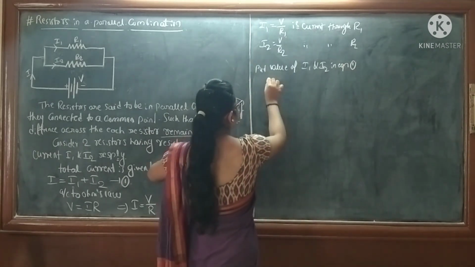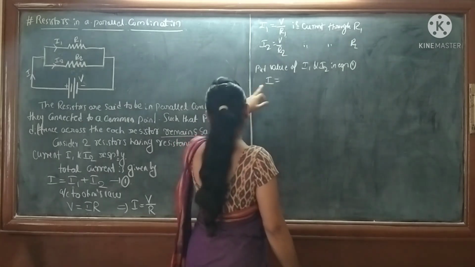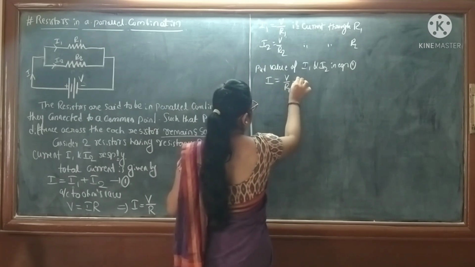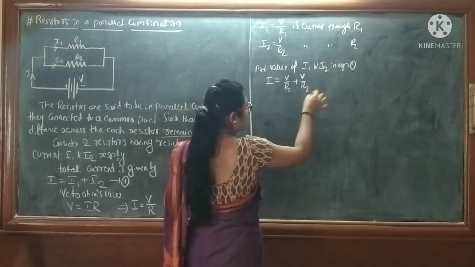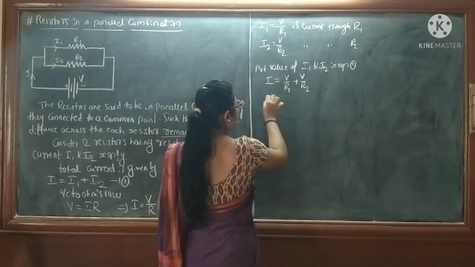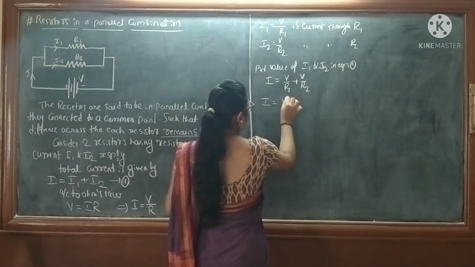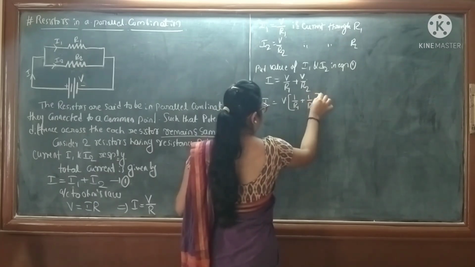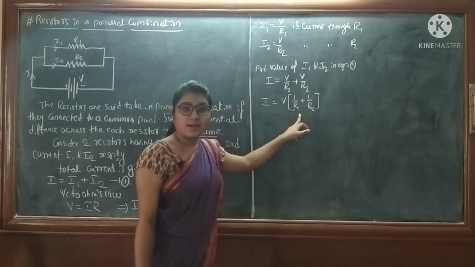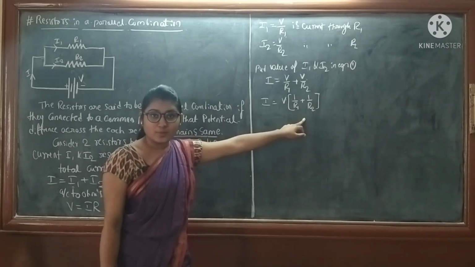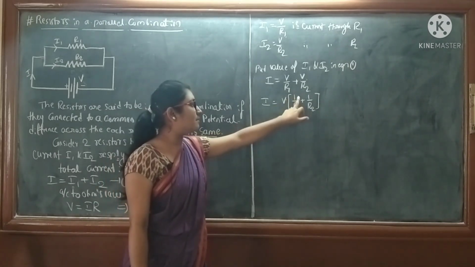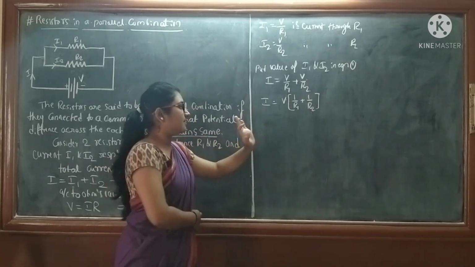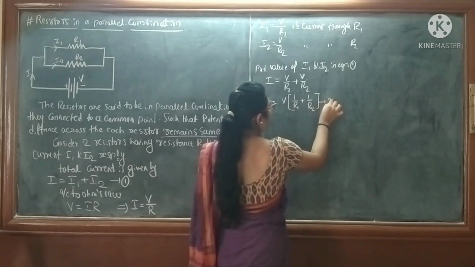So put the value. So I is equal to I1, what is it? Here just see, I1 is V by R1 plus V by R2. So here V is common. Take the common. I is equal to V common. So what you will get? 1 by R1 plus 1 by R2. Compare with series: what came there? R1 plus R2 came. Here see, in parallel, 1 by R1 plus 1 by R2. Correct? Yes it is. So take it as equation number 2.